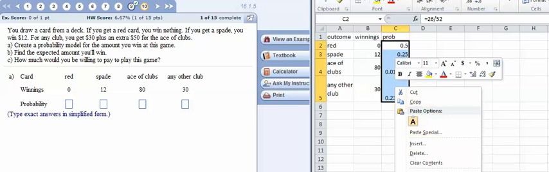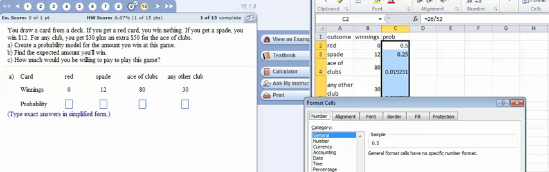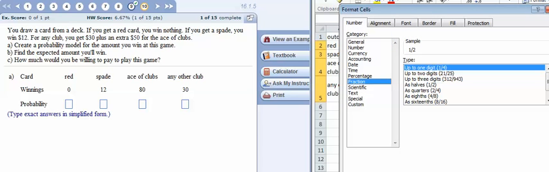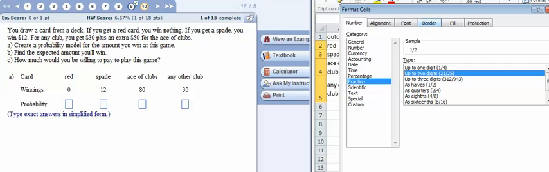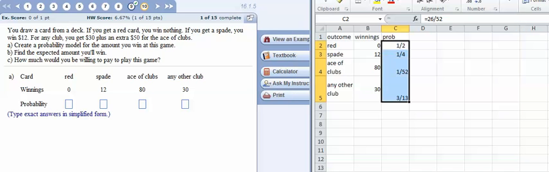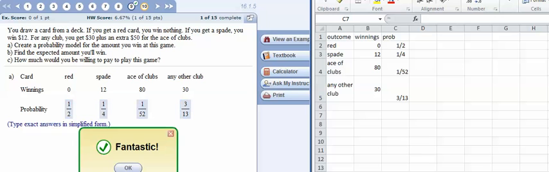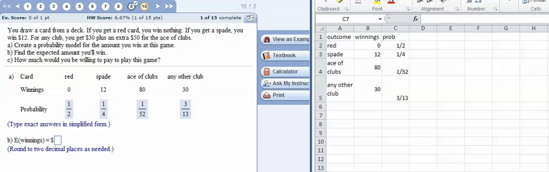So I'm going to do a right click, I'm going to do format cells, and then under the choice of fraction, I could pick fraction, and I'm going to need to do up to 2 digits. And then I will say OK. So then it gives me the reduced fractions, which is what they want in this problem. So I just do 1 divided by 2, and then you can tab to the next one, 1 divided by 4, and then 1 divided by 52, and then it's 3 out of 13, because it's 12 out of 52, but that reduces to 3 out of 13. All right, let me check my answer. Okay, fantastic.